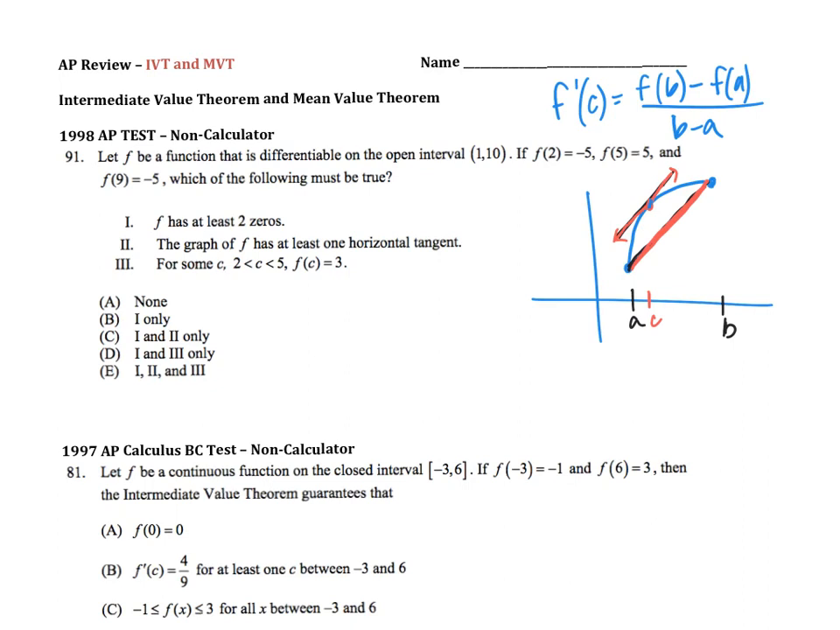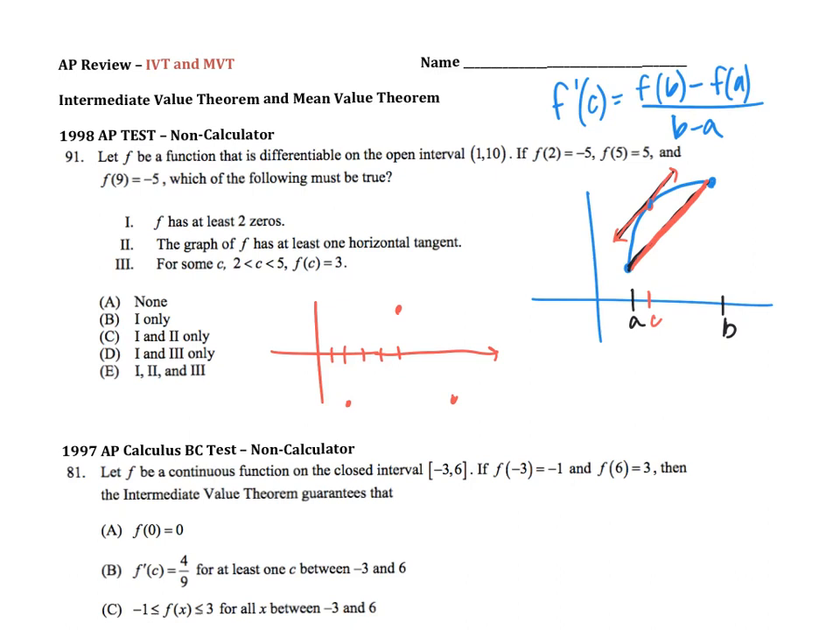So 91 says let f be a function that is differentiable, and they gave us 2 points, (2, -5) and (5, 5). And it said, oh, and (9, -5). (9, -5) is going to be somewhere over here. And it says, which of the following must be true? Does my function have to have at least 2 zeros? If I drew the most basic function to connect those 3 points that we know are involved in my function, do we have to have at least 2 zeros? I would say yes. Could we have more than 2 zeros? Absolutely. But I would say yes, we definitely have to have at least 2 zeros.